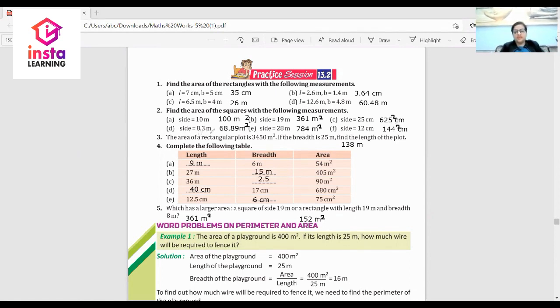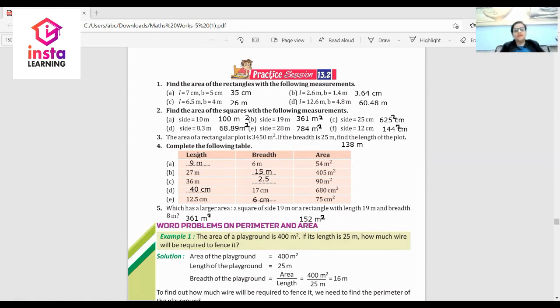8.3 meter is one side. So answer is 68.89 meter square. Side is 28 meters, so answer is 784 meters square. 12 centimeter means 144 centimeters square is the area. Now, area of a rectangular plot is like this, and a breadth is this. So how are you going to get the length? When you divide it, you will find 138 meter is the answer of the length.